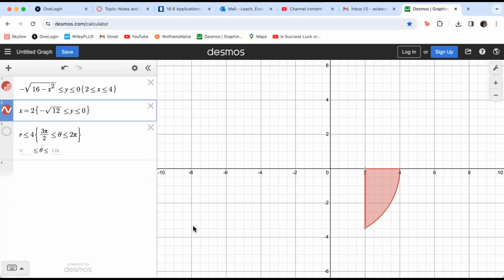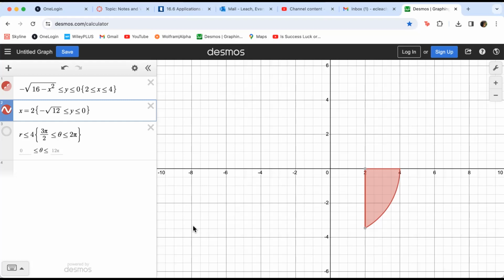Is everybody okay? We can turn this around the other way. We could say y goes from negative root 12 to 0, and then x goes on the left from 2 up to the square root.